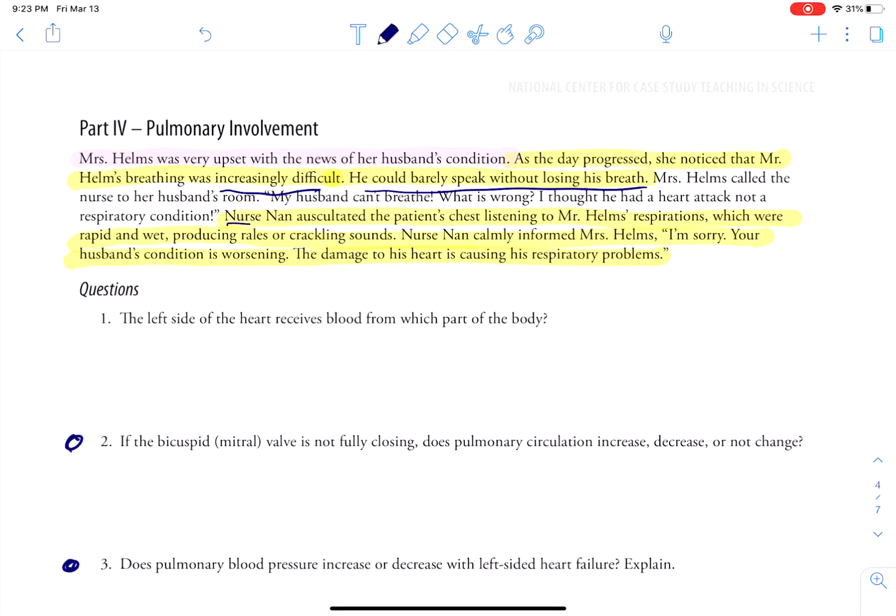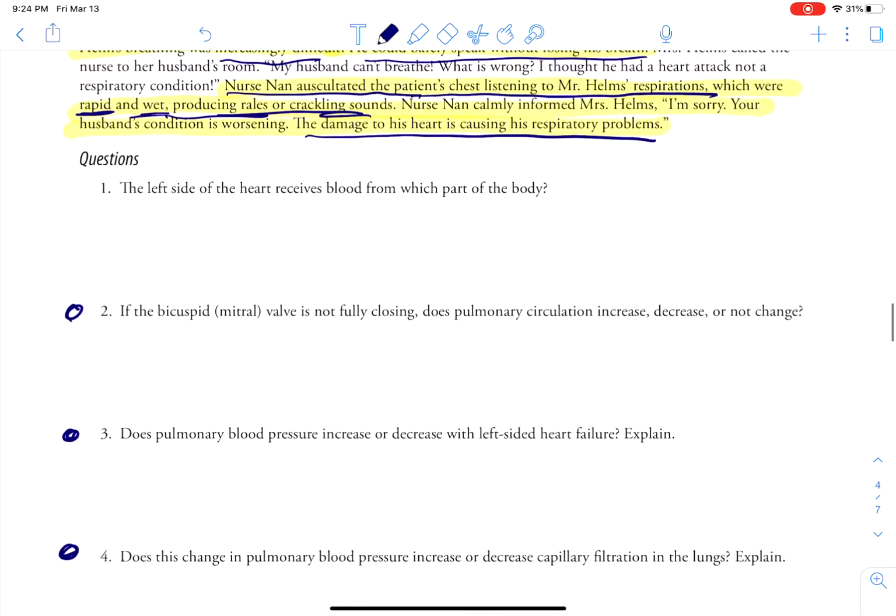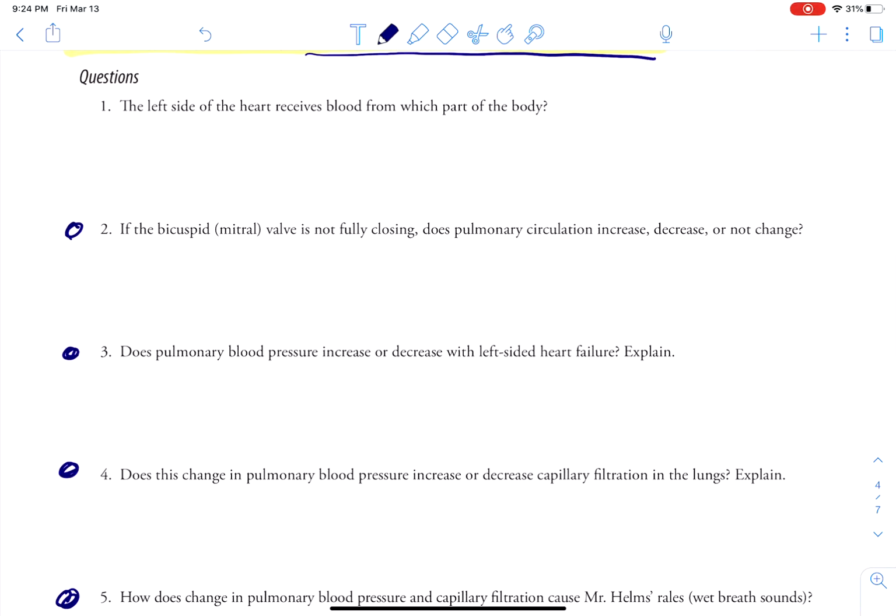So Nurse Nan auscultated, or listened to, the patient's chest during his respirations, and what did she find? One, they were rapid, and two, they were wet sounding. They were producing rales, or crackling, when he was breathing. So Nurse Nan calmly informed Mrs. Helms, "I'm sorry, your husband's condition is worsening. The damage to his heart is causing his respiratory problems." Okay. So let's go to question number 2 here.